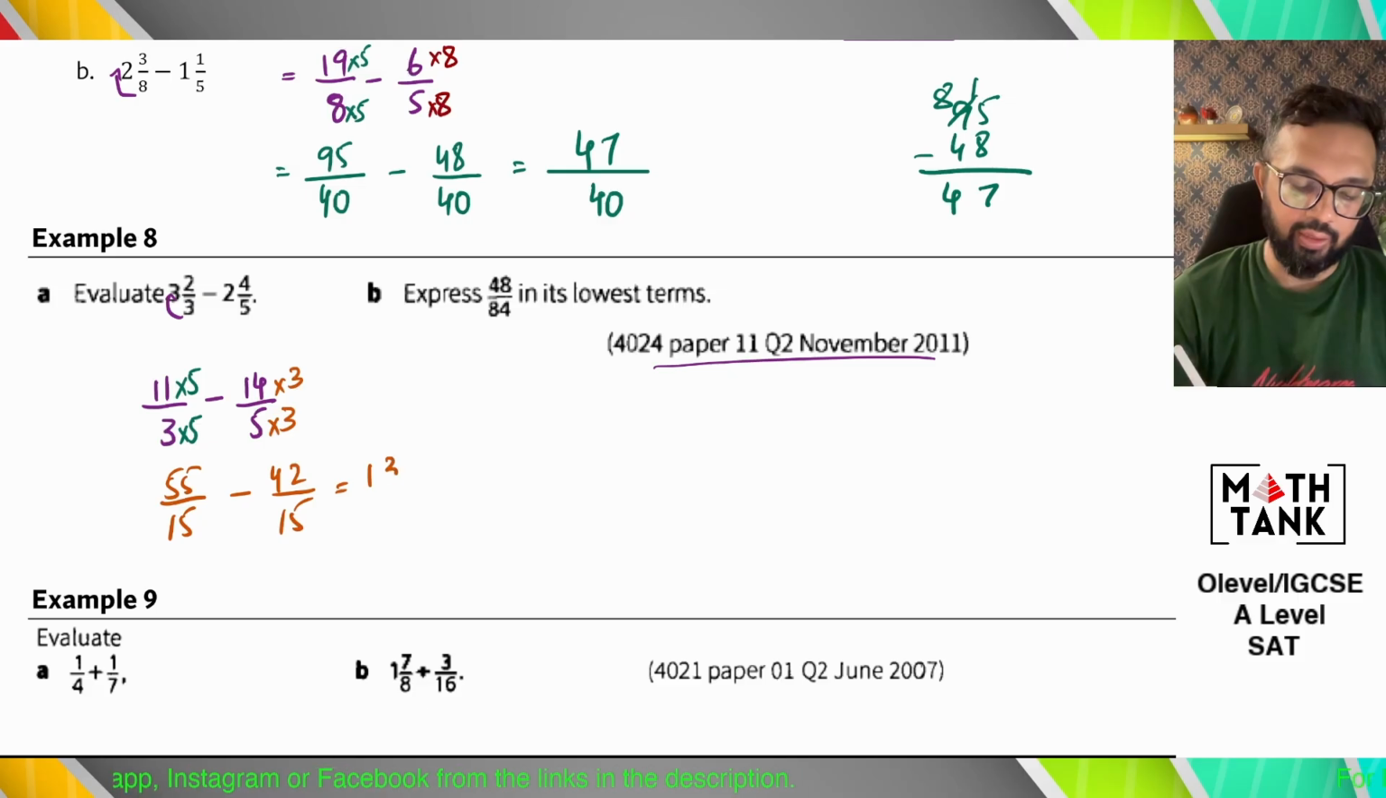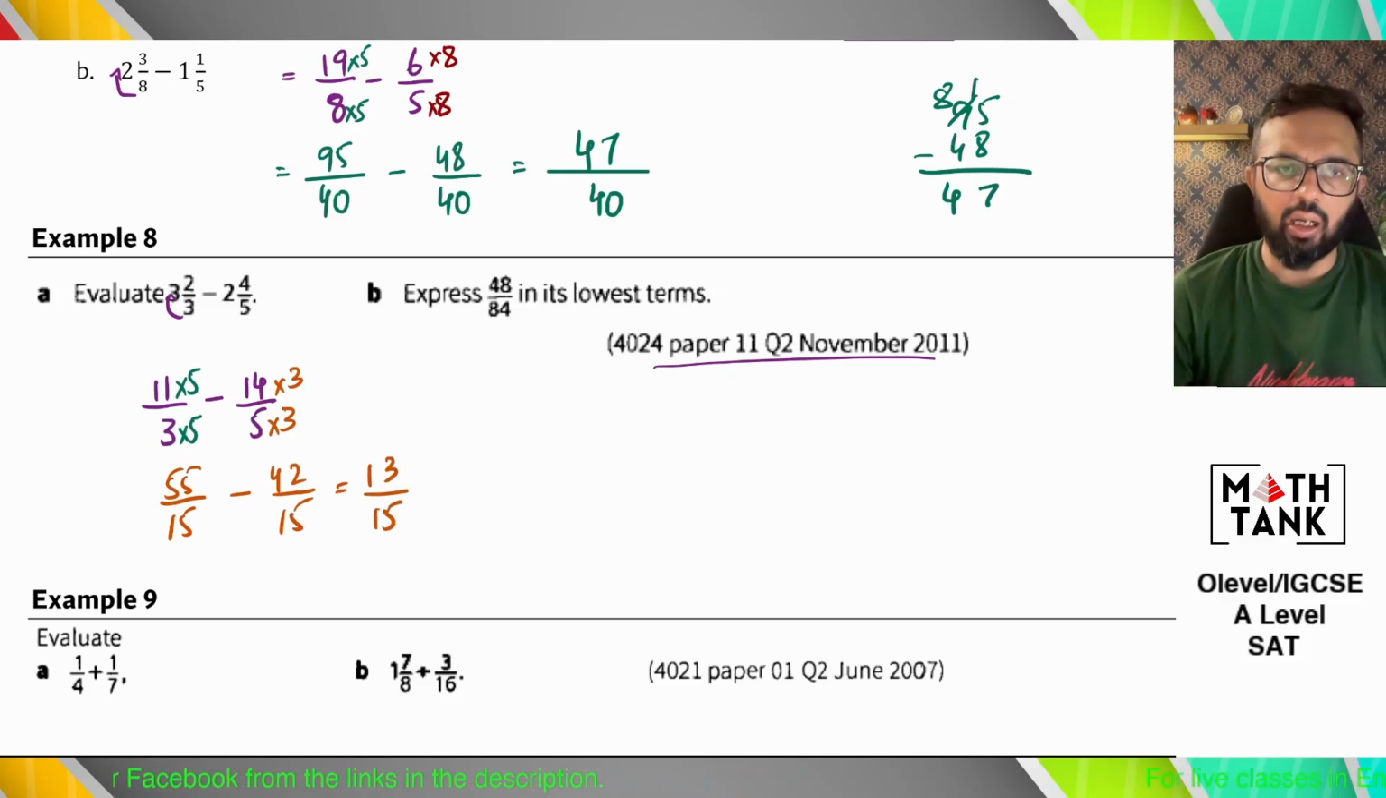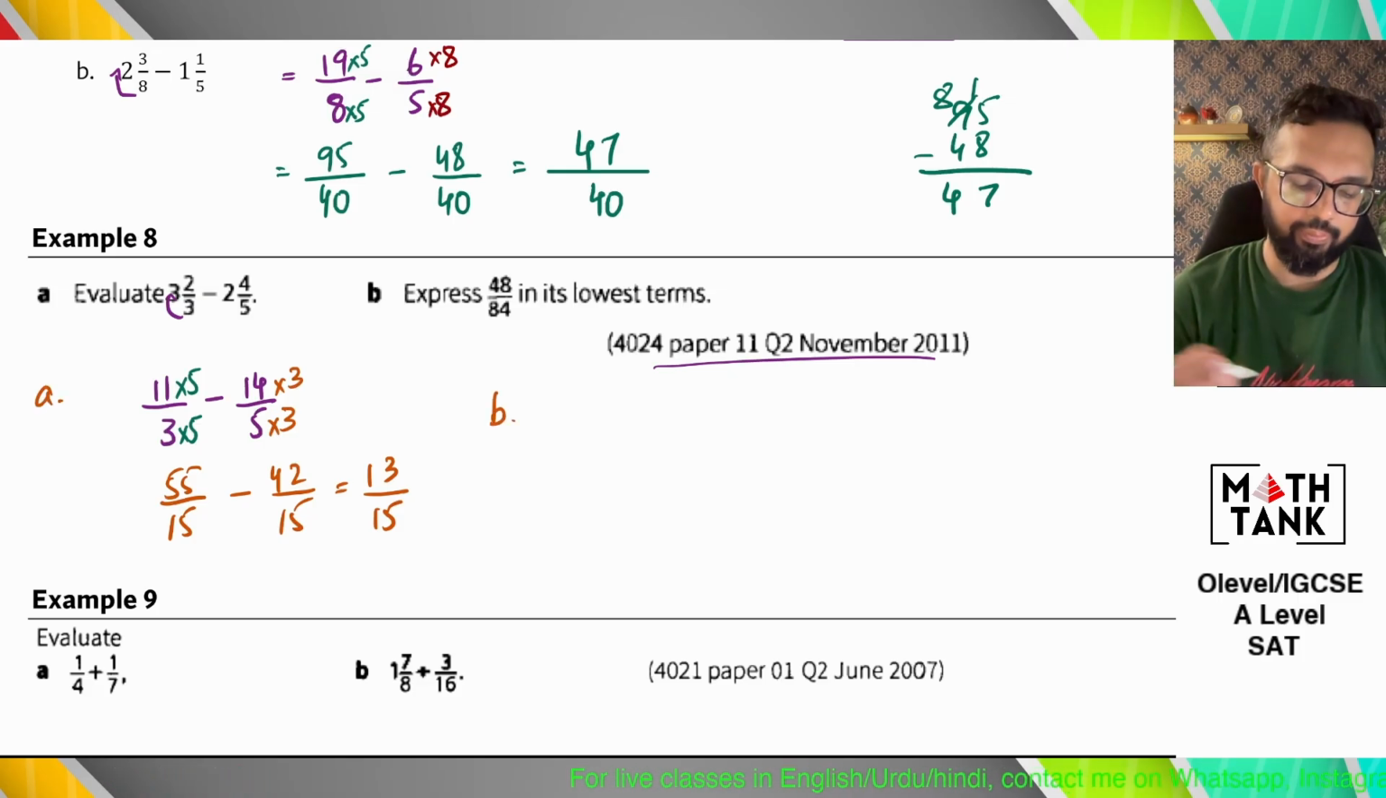That gives me 13 over 15. And I can't reduce that any further, so that's my final answer. Okay, that's part A. Part B says 48 over 84 in its lowest terms.